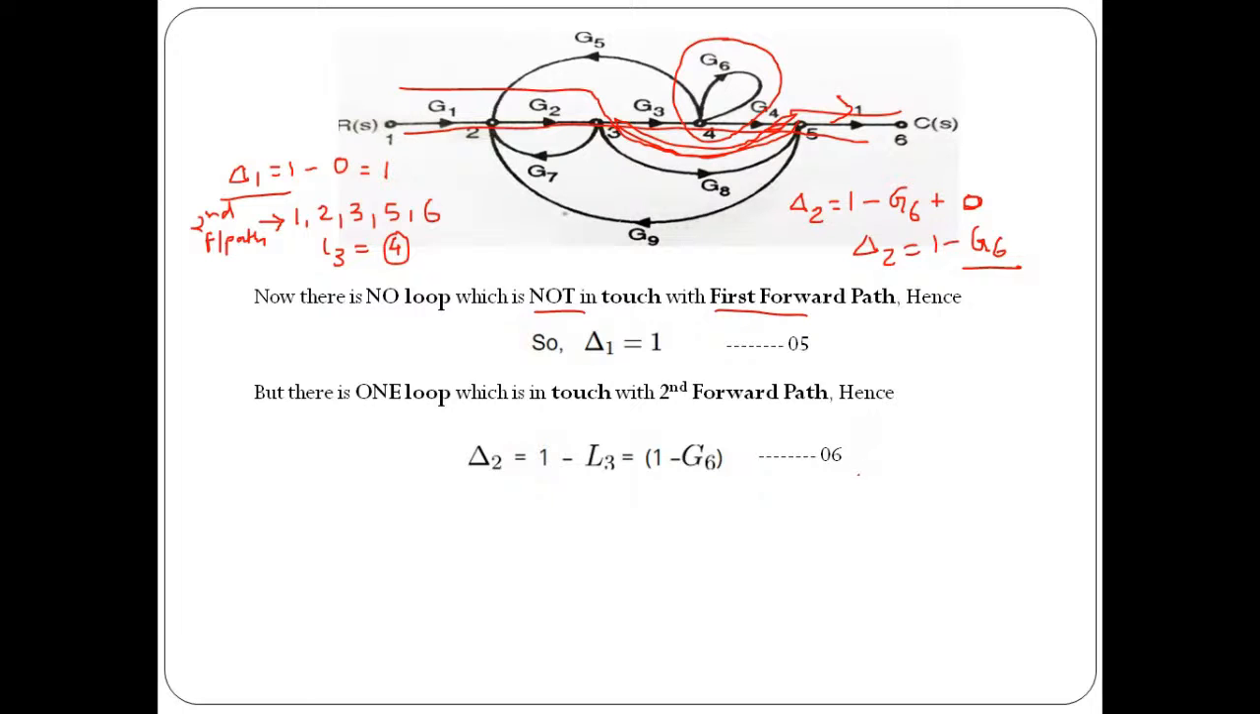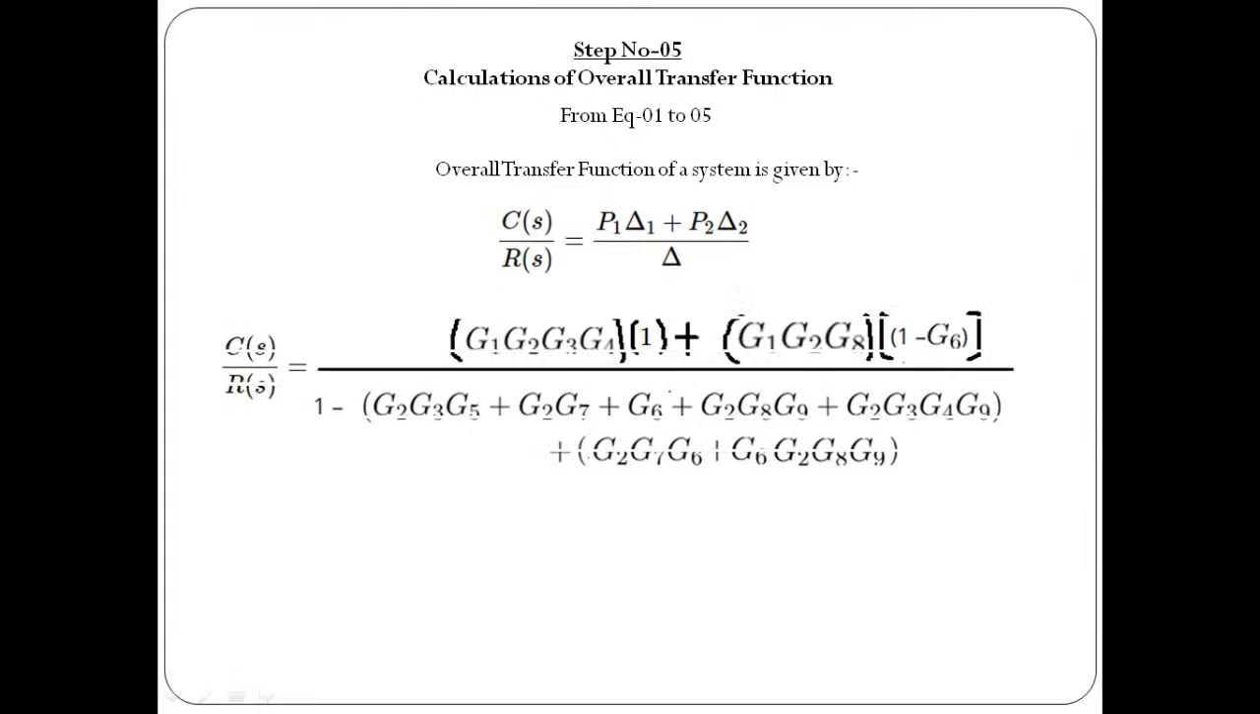I hope this point is clear to everyone, how we have calculated the value of delta 1 and delta 2. In the previous numerical, the values of delta 1 and delta 2 were both nothing but 1. But in this case, delta 1 is 1, but delta 2 is not exactly 1. It has some value. That means there is some loop in the structure which is not in contact with your second forward path. That is important. Once we have done with this, it is very easy for us to apply Mason's gain formula to calculate the overall transfer function.